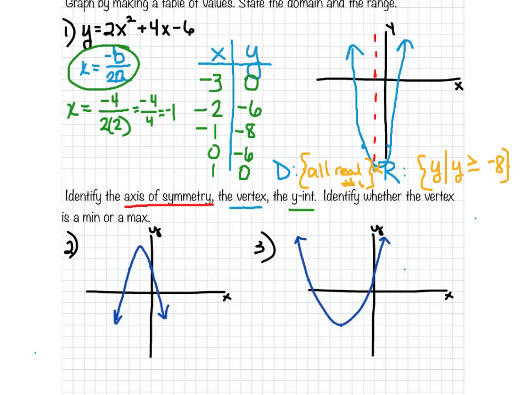Okay, let's continue. For numbers 2 and 3, we're going to look at a graph and identify the following. We're going to identify the axis of symmetry just by looking at a graph. We're going to identify the vertex of the parabola and the y-intercept. The other thing we're going to do is identify whether the vertex is a minimum or a maximum. So pause your video, take a moment to copy these two graphs, and then come back and we will identify these elements of the parabolas.